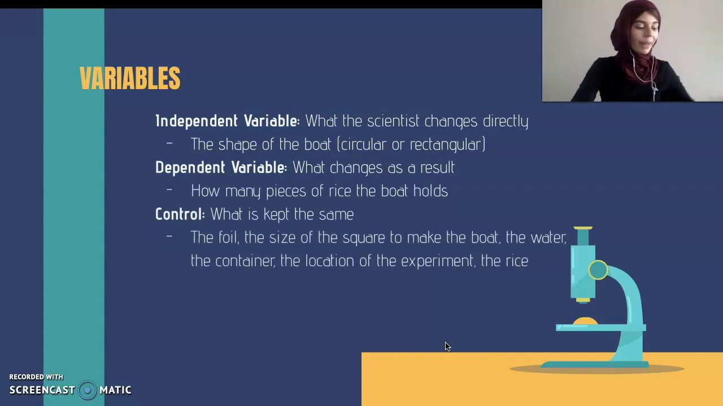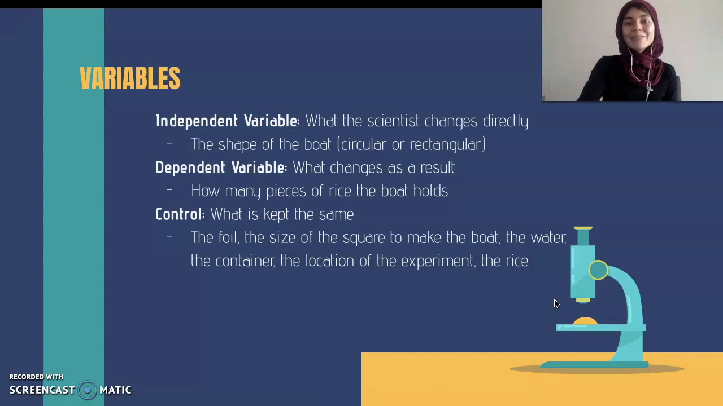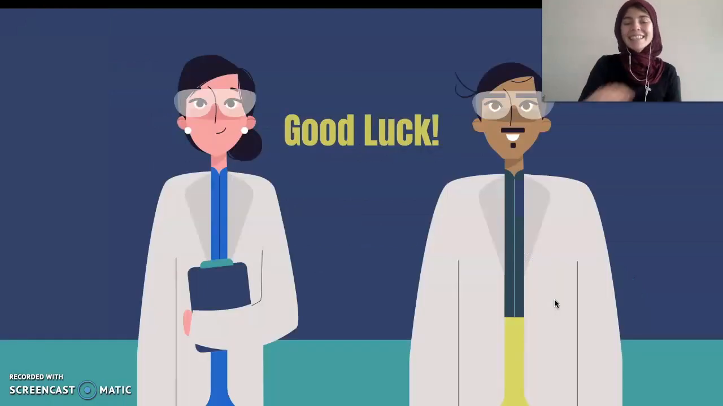So we kept the foil the same, used the same type, we did the same size of the square, we also had the same water, the same container, we did the experiment in the same location, so the same temperature, the same wind, the same environment. We also had the rice the same and we added it in probably, hopefully the same way, not all super strongly or super carefully.